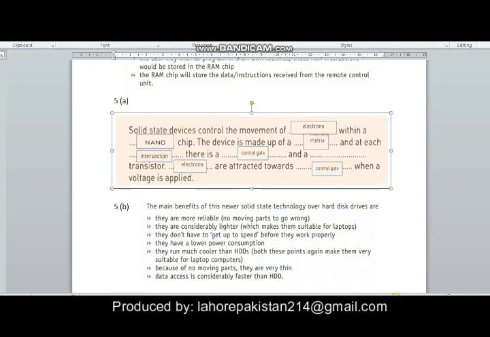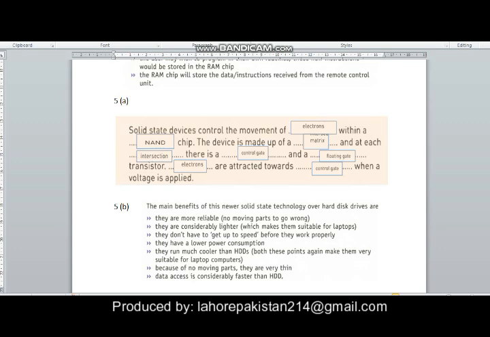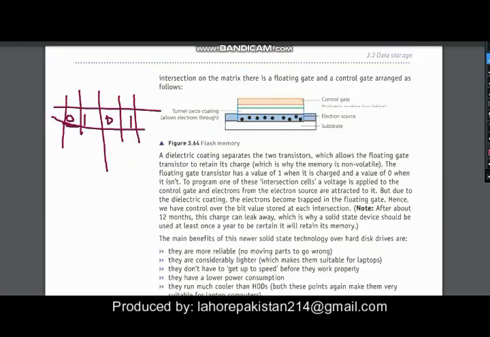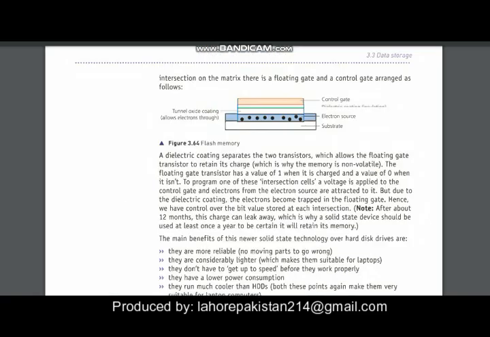One of them is a control gate. As you can see, this is the control gate and this is the floating gate. One of them is a control gate and the second one is the floating gate. The control gate is at the final limit, the final border, while the floating gate is inside. Electrons are attracted towards the control gate when a voltage is applied. So these electrons flow towards the control gate, which is at the borderline.